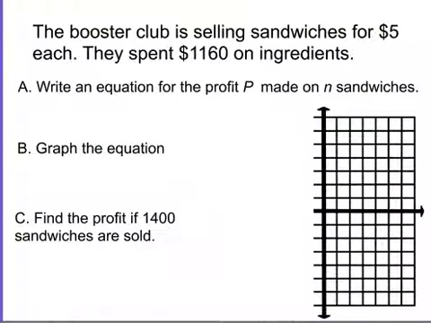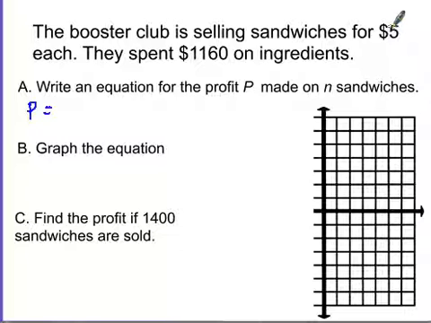All right. Last one, we've got more of a real world problem. You'll have a couple of word problems to work through. The Booster Club is selling sandwiches for $5 each. They spend $1,160 on ingredients. That's a lot of bologna. Write an equation for the profit P made on N sandwiches. So we're going to have an equation that looks like P equals something with an N.